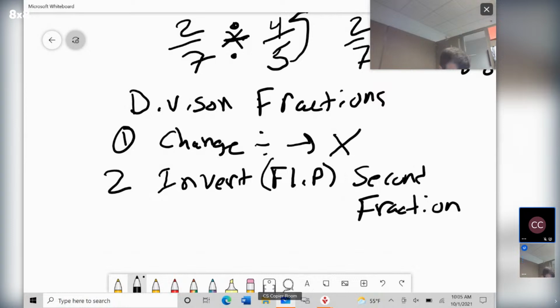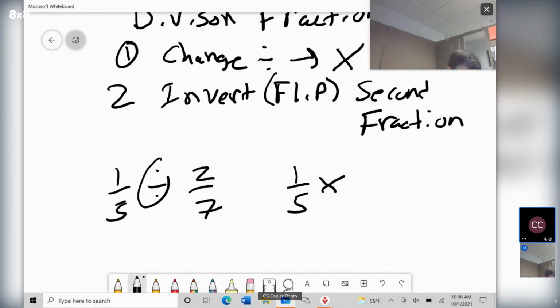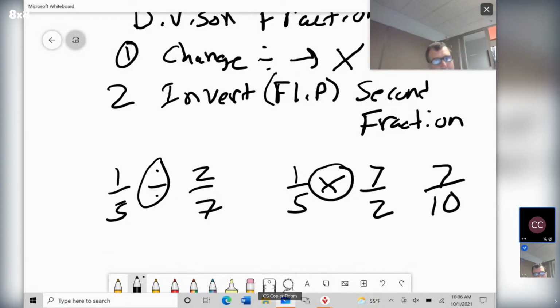Okay, we'll do one more here. So 1/5 divided by 2/7. So the first step is we're going to change, it's going to be 1/5 times. So we're changing this to multiplication. And then we're going to flip the second fraction. So that's going to be, instead of 2/7, it's 7/2. And then we're going to get 7/10. So it's basically just a two-step process. Change the division symbol to multiplication, and then we're going to flip the second fraction.